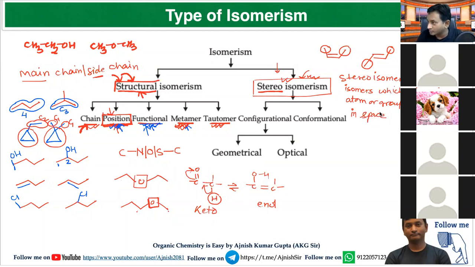Stereoisomers are those isomers which differ in the orientation of atoms or groups in space. Important thing: they have the same IUPAC name.